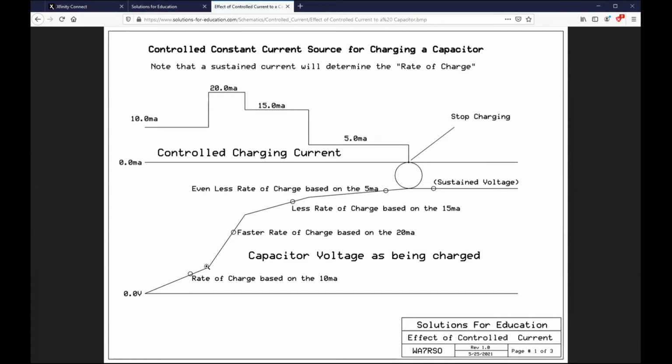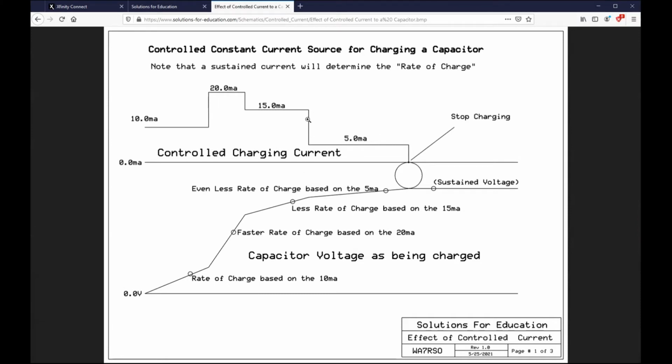And so therefore the rate of charge is steeper because it's 20 milliamps. Are you with me so far? Now, if I drop down to 15 milliamps, that's halfway between 10 and 20, we are still charging the capacitor. However, our rate of charge is more than it was at 10, but less than 20.